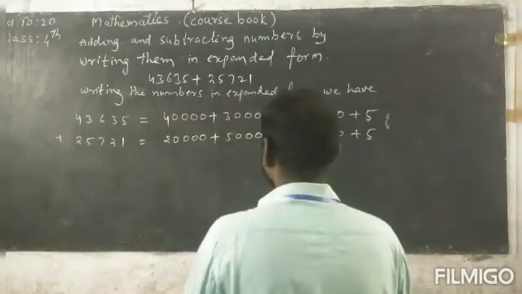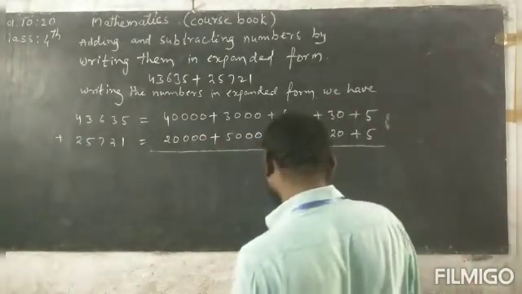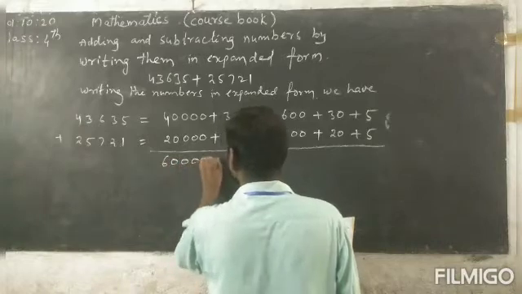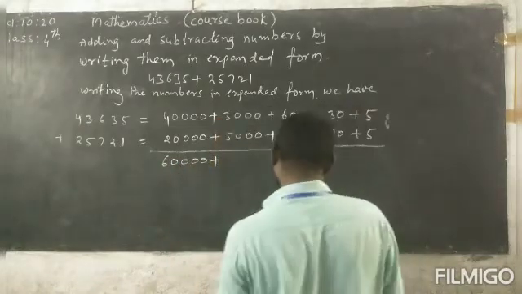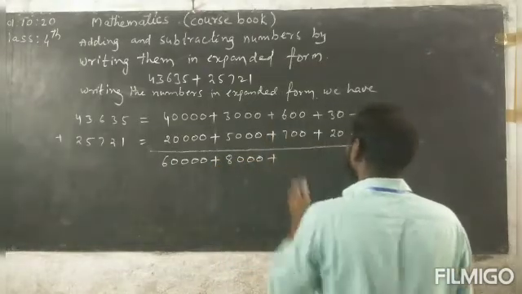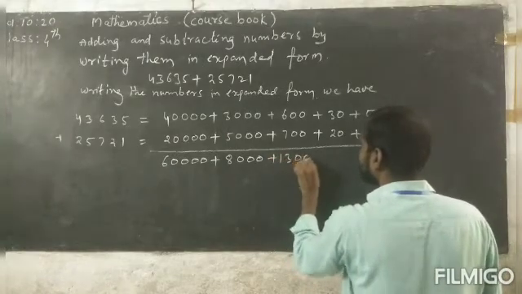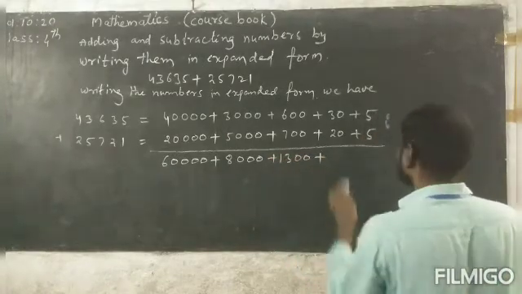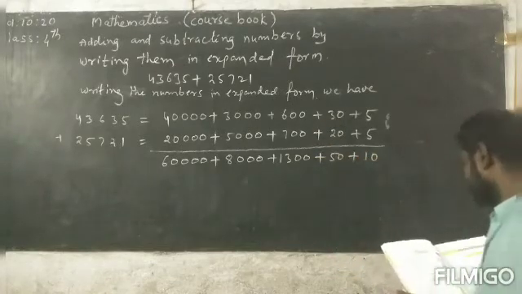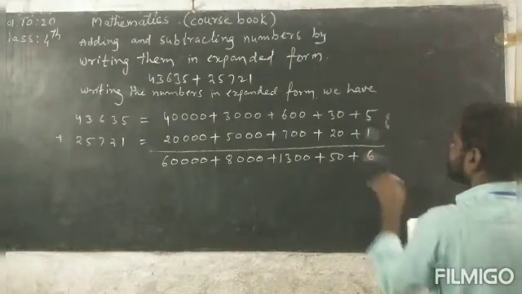See here, first we add 40,000 and 20,000. What, beta? 60,000. 3,000 plus 5,000, 8,000. See here, 600 plus 700, 1,300. Plus 30 plus 20, 50. Plus 10. Listen carefully. Oh, sorry, here it is 1, beta. So 1 plus 5, 6.